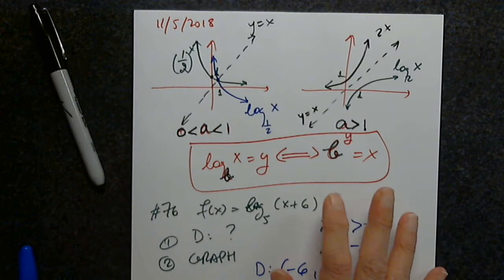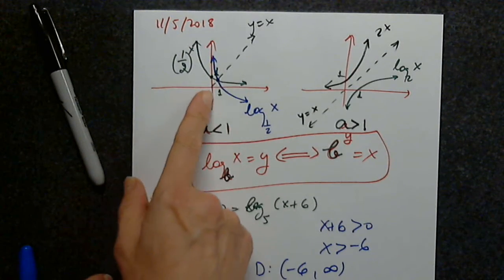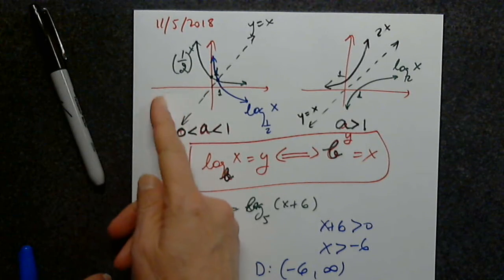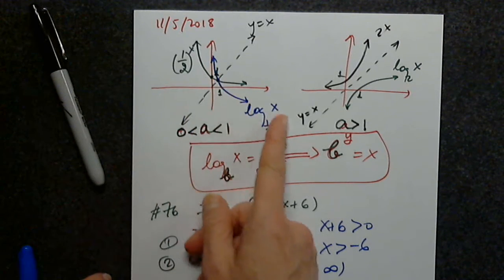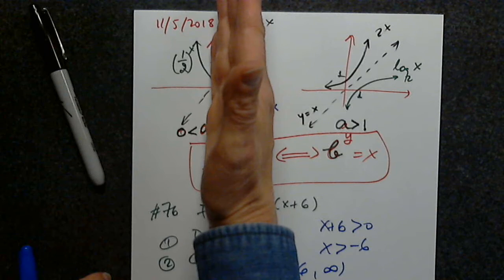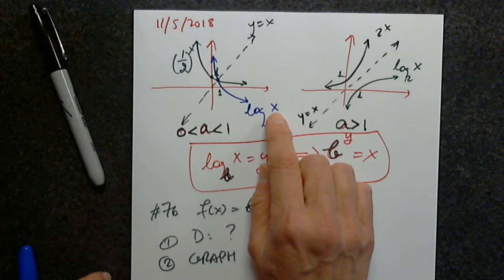Let's look at the two graphs of the log function. As you see, nothing appears on the left-hand side. This is the graph of the log. It starts at 0. But this is the pure log function.